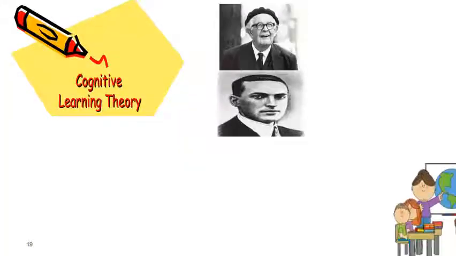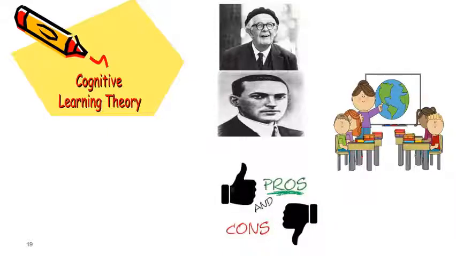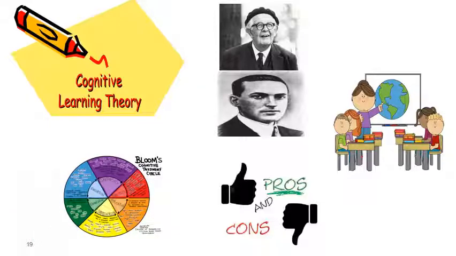To summarize, through this Pecha Kucha, we discussed the aspects of cognitive learning theory, its history and its implication in teaching. Furthermore, we discussed the critique of the theory, its pros and cons, and finally, how to apply this theory in higher education.